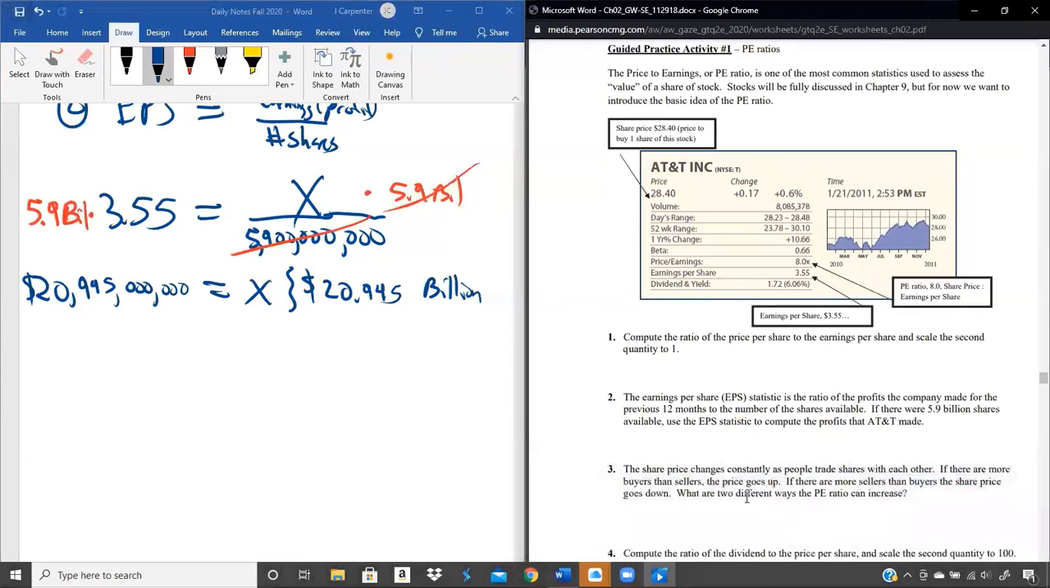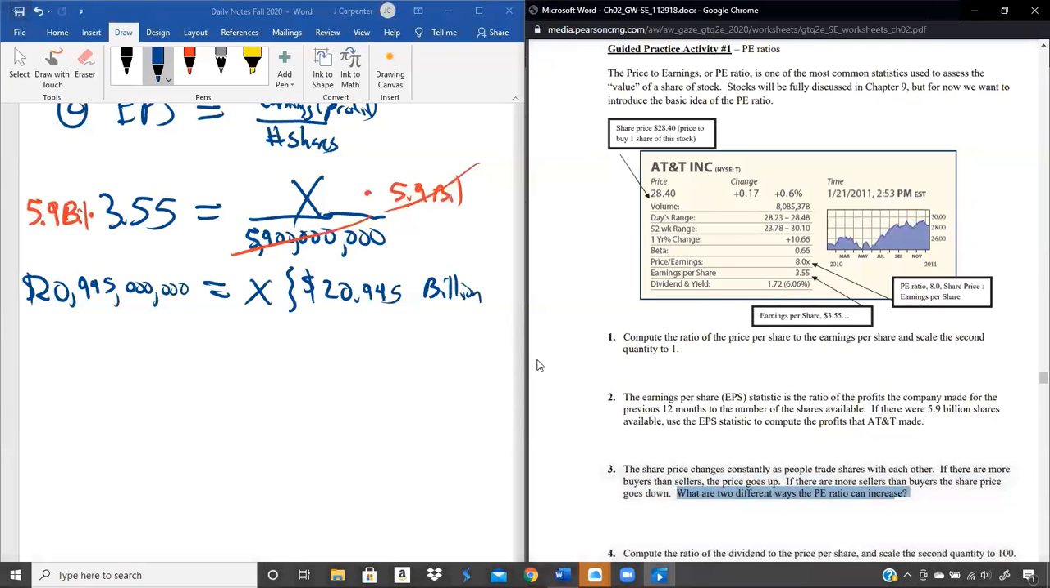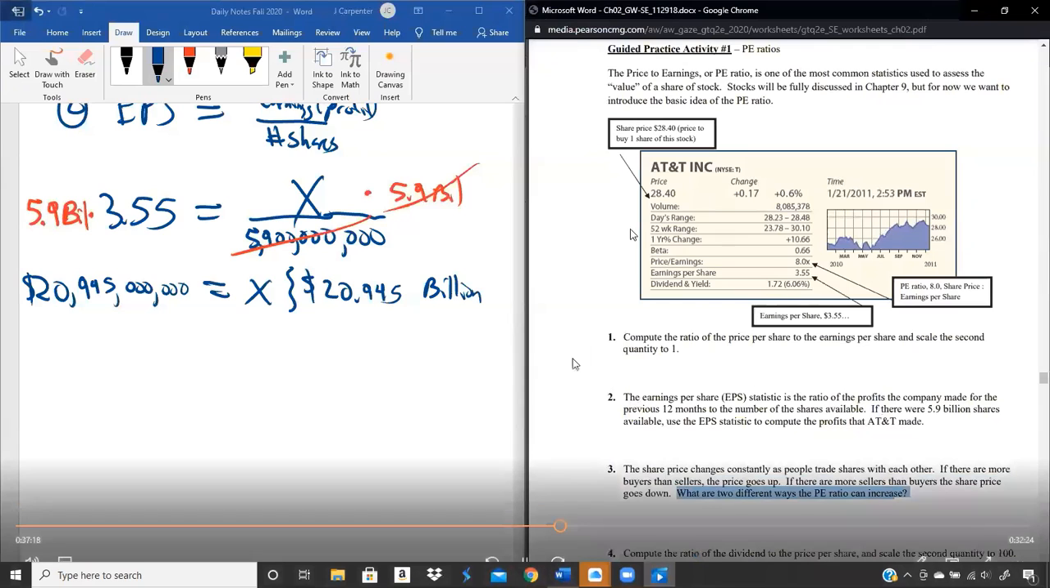The point of this whole problem, though, is what are the 2 different ways the PE ratio can increase? Question number 3 doesn't even need any of the sentences before what I currently have highlighted. What are the 2 different ways the PE ratio can increase? Now, this has nothing to do with any kind of deep financial analysis.